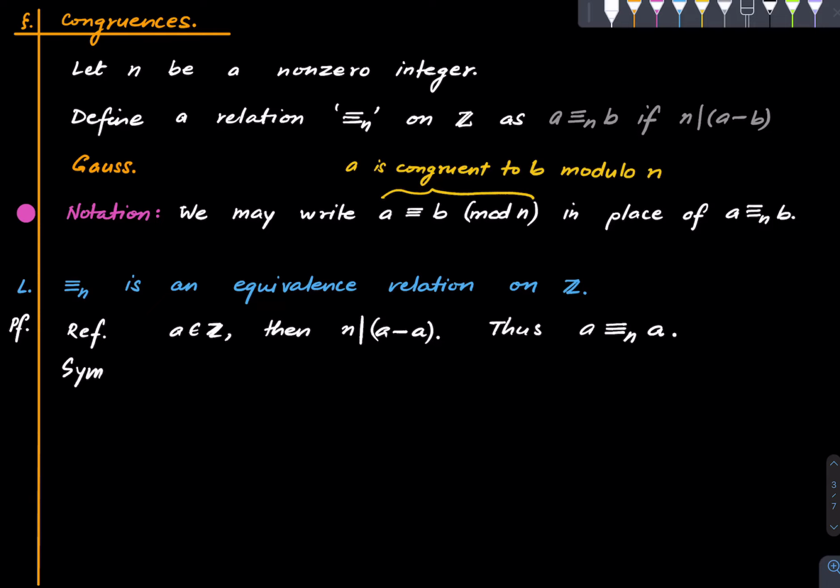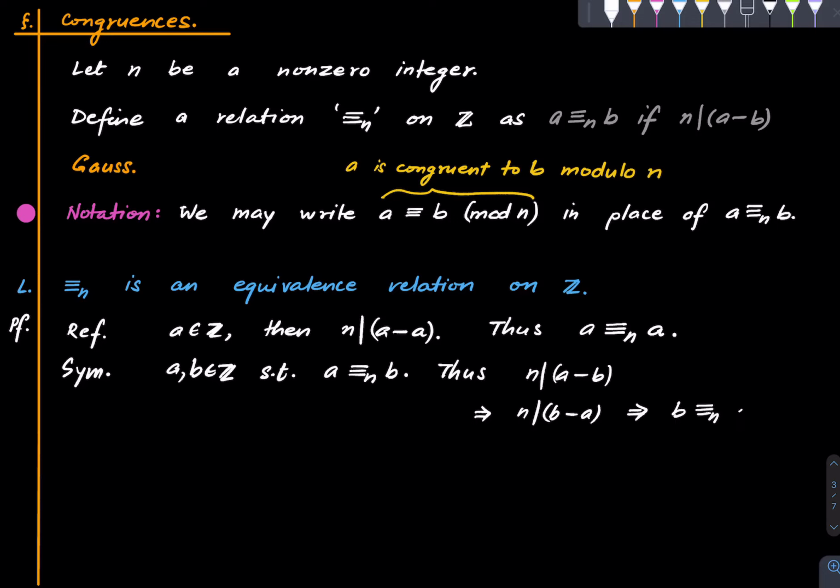Symmetric. Suppose a and b are in Z such that a and b are related, and we want to show that b is related to a. What that means is that n divides a minus b, which implies that n divides b minus a, which implies that b is related to a. Very simple.